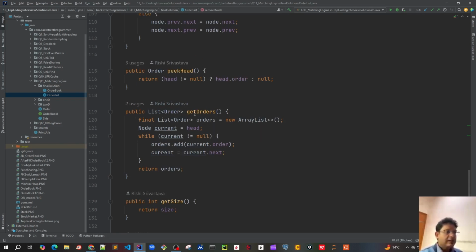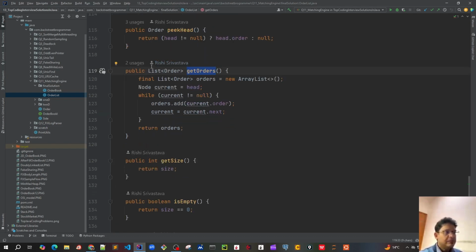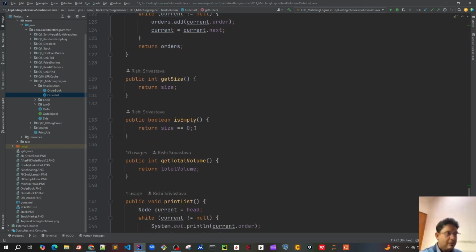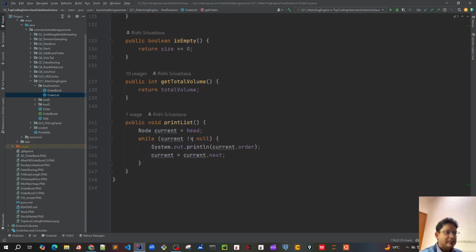And get orders is simply for when you want to display level 1 or level 2, or all the orders at that level. It will iterate through the list and then give us the list, a simple array list, rather than displaying it. And then we have the getters and setters, and this is the print list, which I just mentioned, that will go through and print all the orders. This will be required when we are trying to display level 1 or level 3 that we have discussed in our previous implementations.